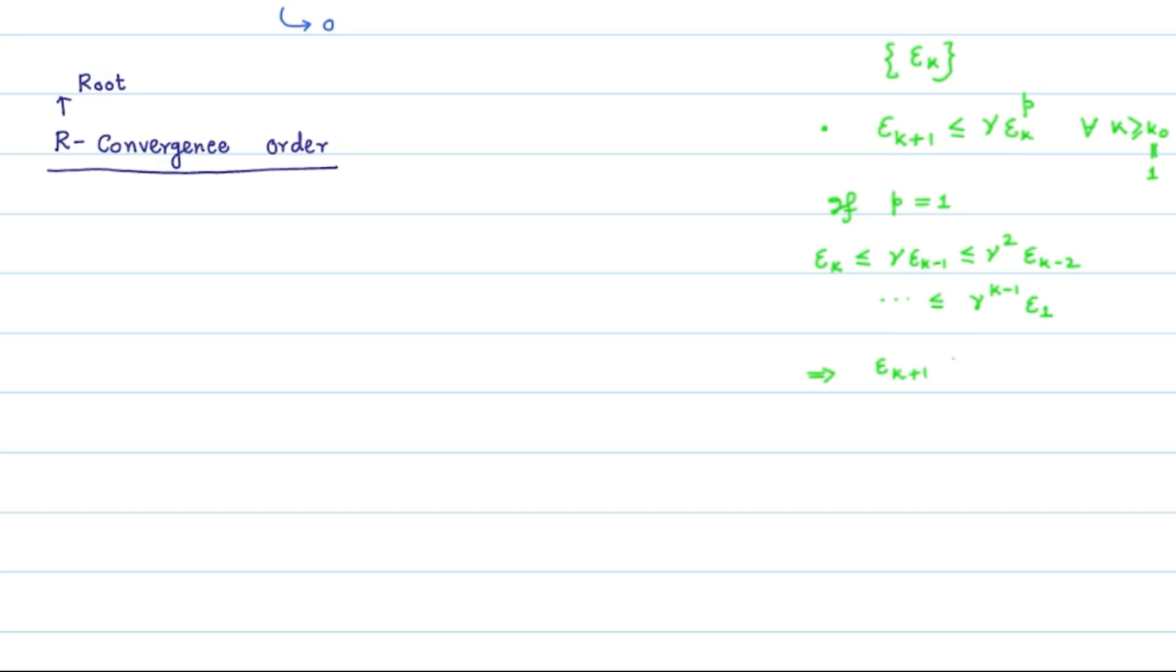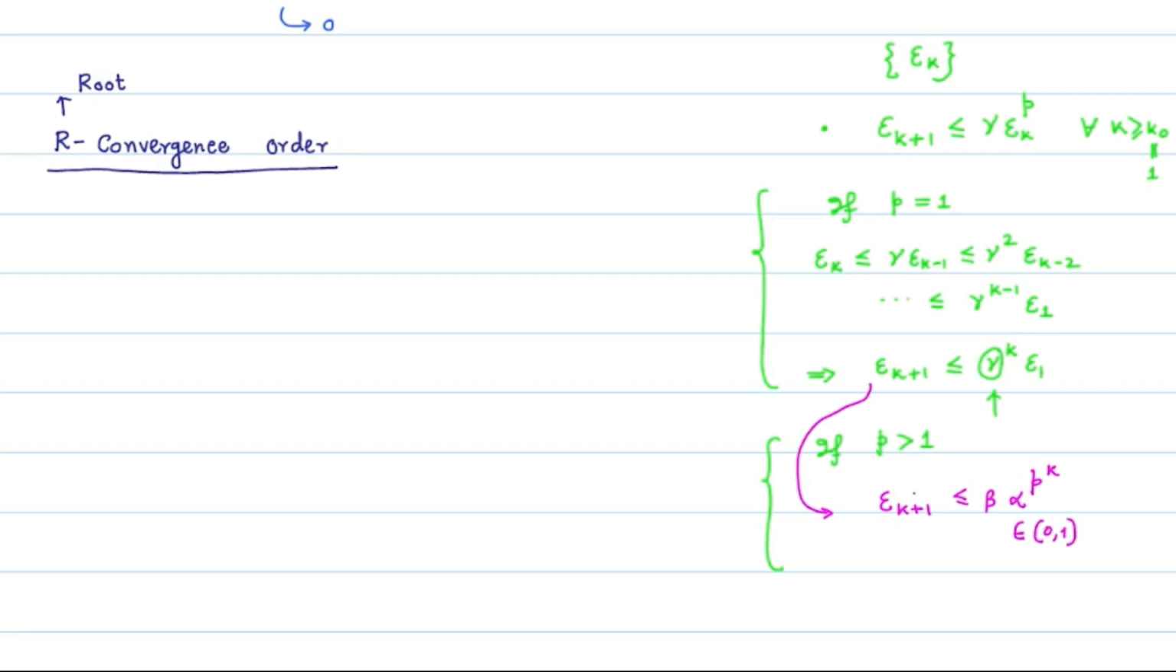So from here we see that epsilon k plus 1 is less than or equal to gamma to the power k times epsilon 1. If the value of gamma lies between 0 and 1, then the sequence epsilon k decreases rapidly as a geometric sequence gamma to the power k, with ratio equal to gamma. If however the value of p is greater than 1, then this inequality will reduce to epsilon k plus 1 less than or equal to some positive constant beta times some number alpha to the power p to the power k. Again here, if alpha lies between 0 and 1, then this sequence epsilon k converges to 0 as rapidly as the sequence alpha to the power p to the power k.